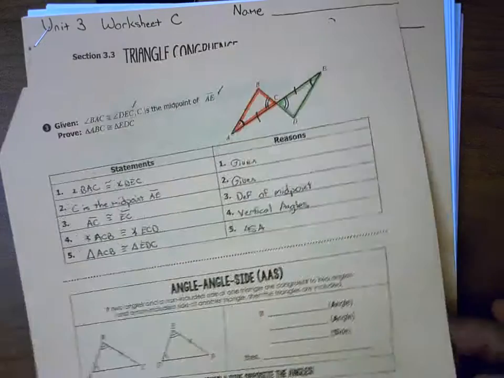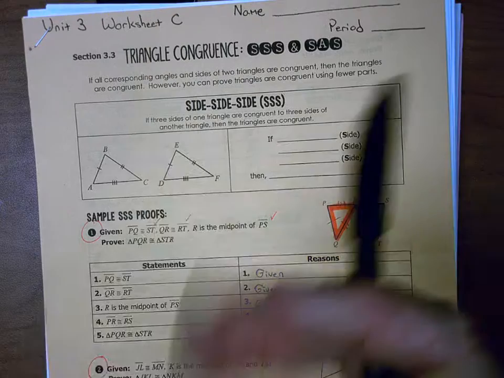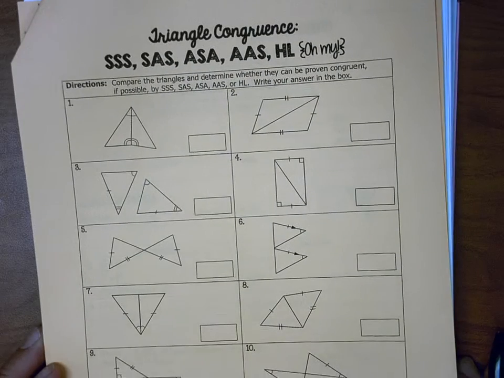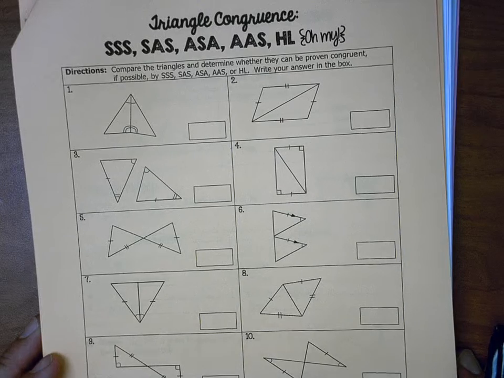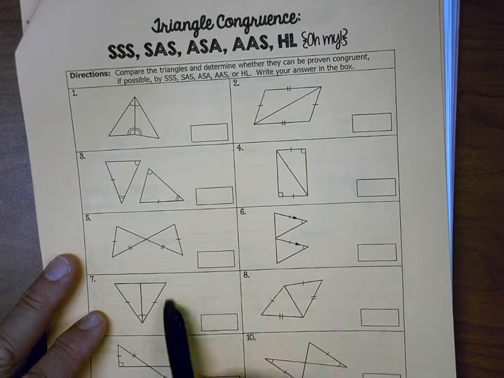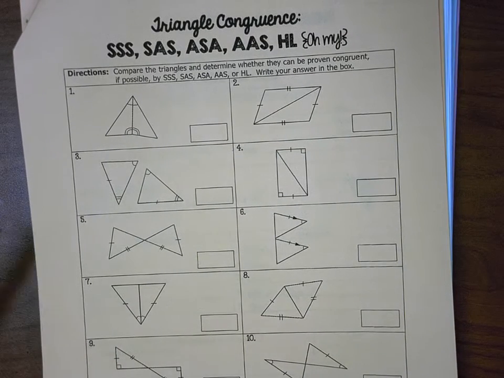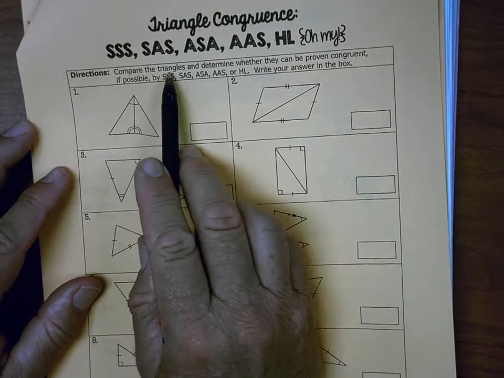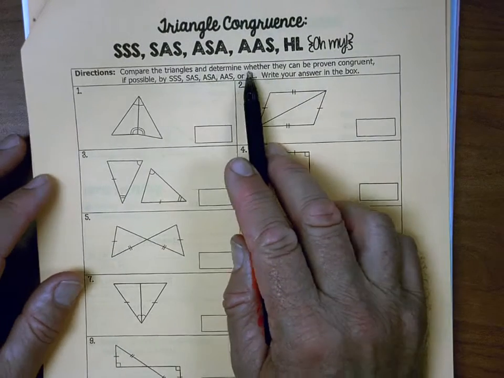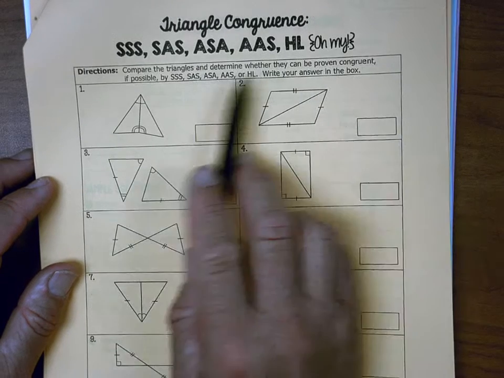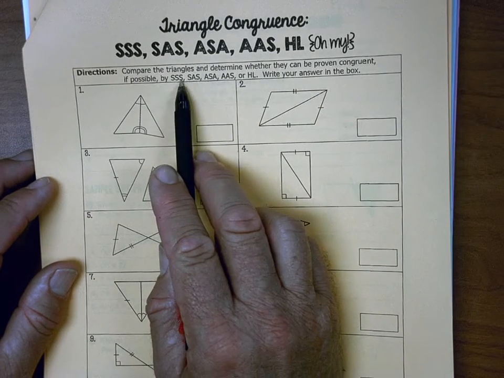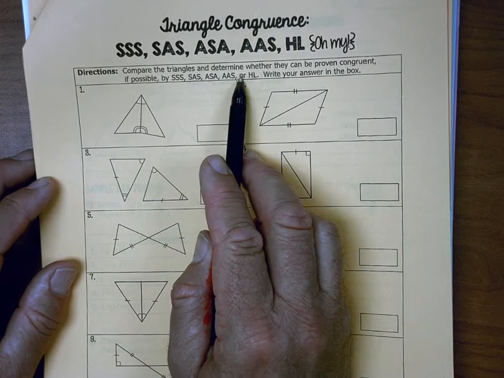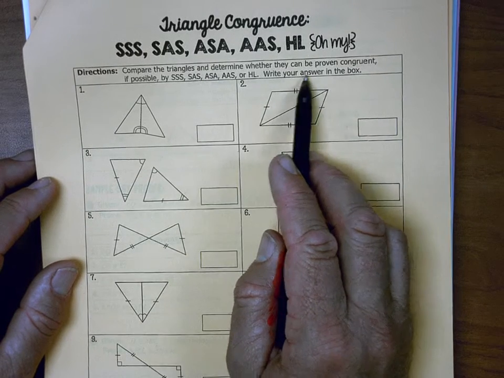All right, so now I'm going to spend some time going over the last page, which would be page 7, or the last page that actually has problems on it. I'll go ahead and do the first 6 problems, and then leave it up to you to finish numbers 7 through 12. The directions say we're going to compare the triangles and determine whether they can be proven congruent, if possible, by side, side, side, side, angle, side, angle, side, angle, angle, angle, side, or HL. Then we're going to write our answer in the box.